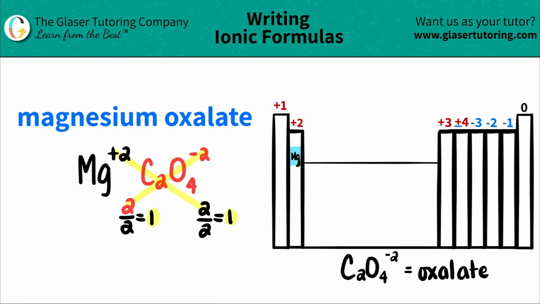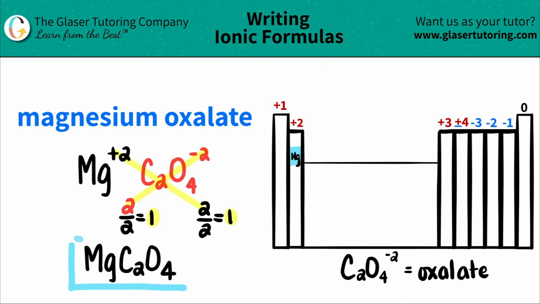Now I'm ready to write my formula. So in this case, I have magnesium. Now I only have 1 of them, so I'm not going to write the 1, you don't have to. And then I have 1 of the oxalate. If you have 1 polyatomic ion, you do not need parentheses. So it's just C2O4. And I don't need to write the 1 as well. And now I'm done. So magnesium oxalate is MgC2O4.